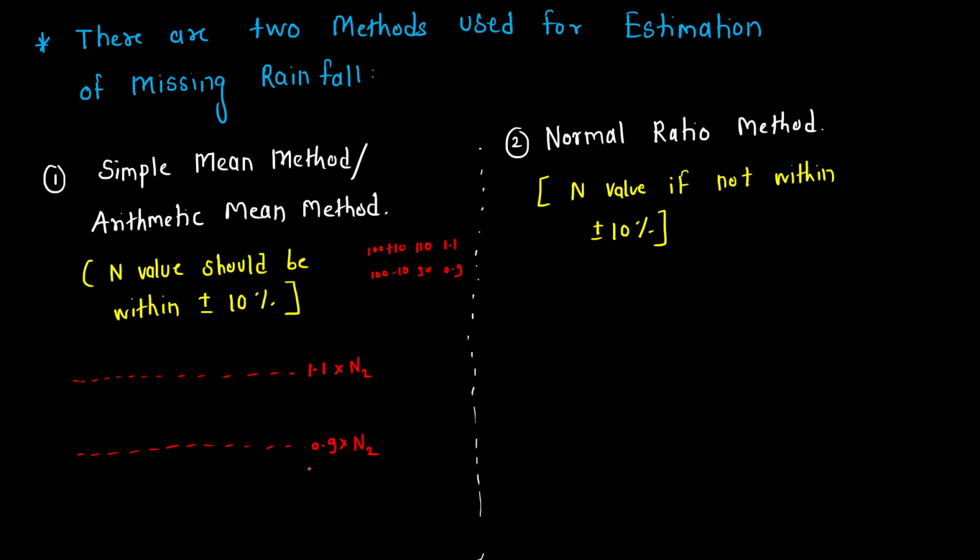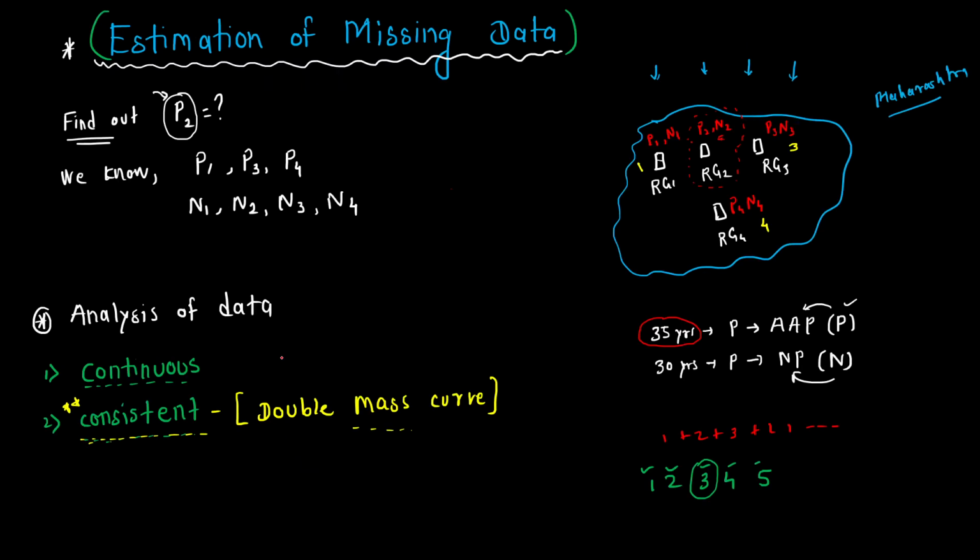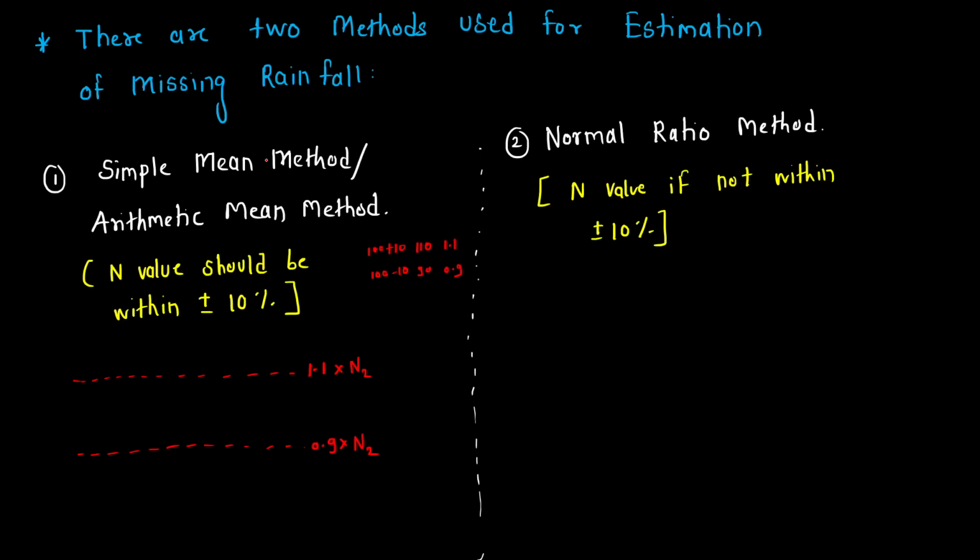So this is the first thing. Now what is the second condition? We are multiplying with the n2 value, and the remaining values, that is n1, n3 and n4, should lie between this range. That is, n1, n3 and n4 should lie between 1.1 times n2 and 0.9 times n2.